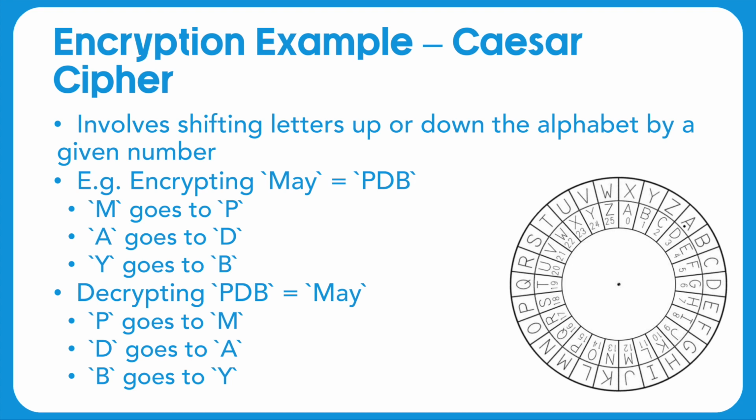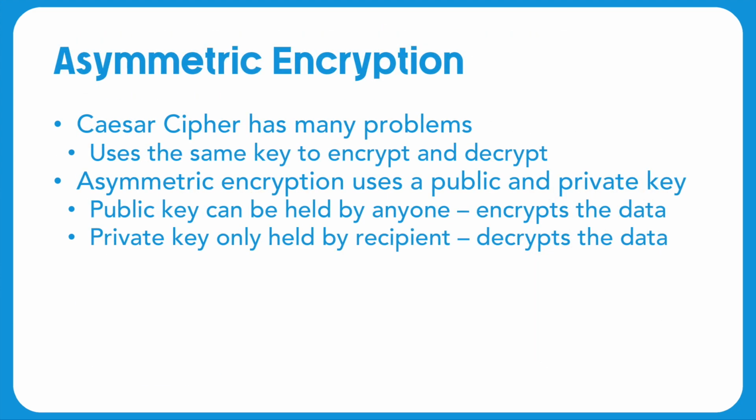There are a number of issues with the Caesar cipher, which means that it doesn't get used in any real-life data transmissions. One main issue is that it uses the same key to encrypt and decrypt the data, meaning that if the key is found, all future messages can be read by the attacker.